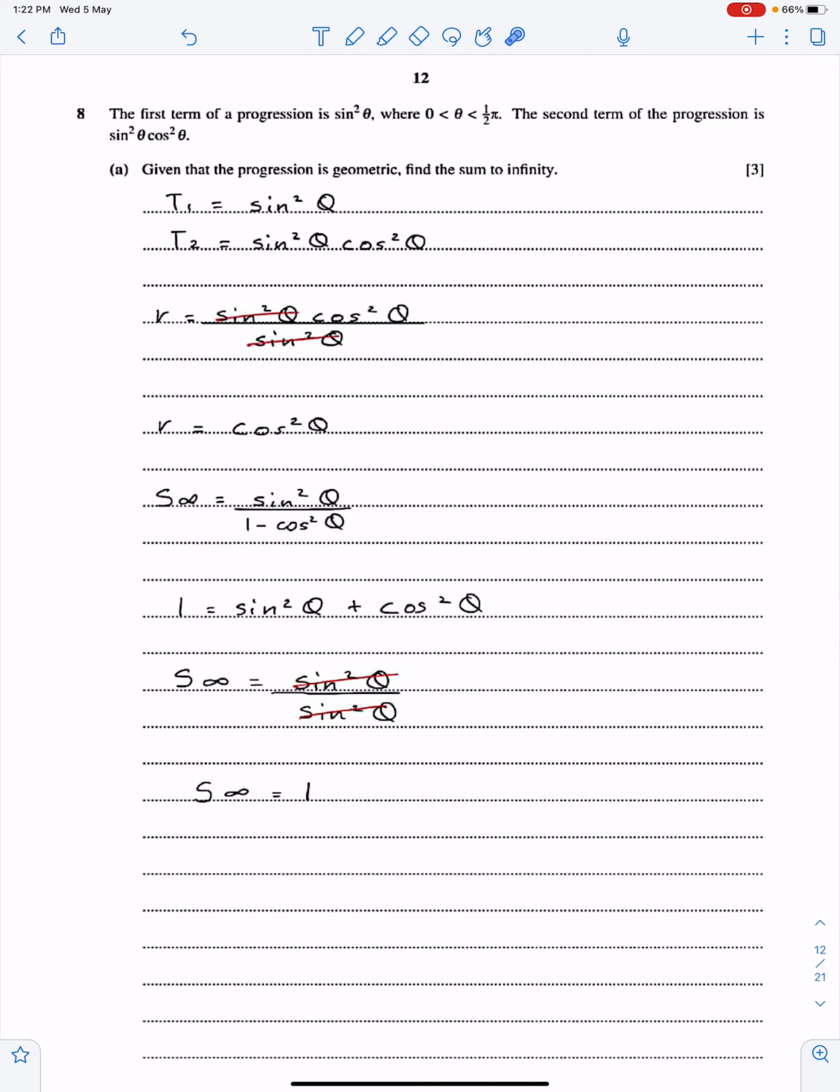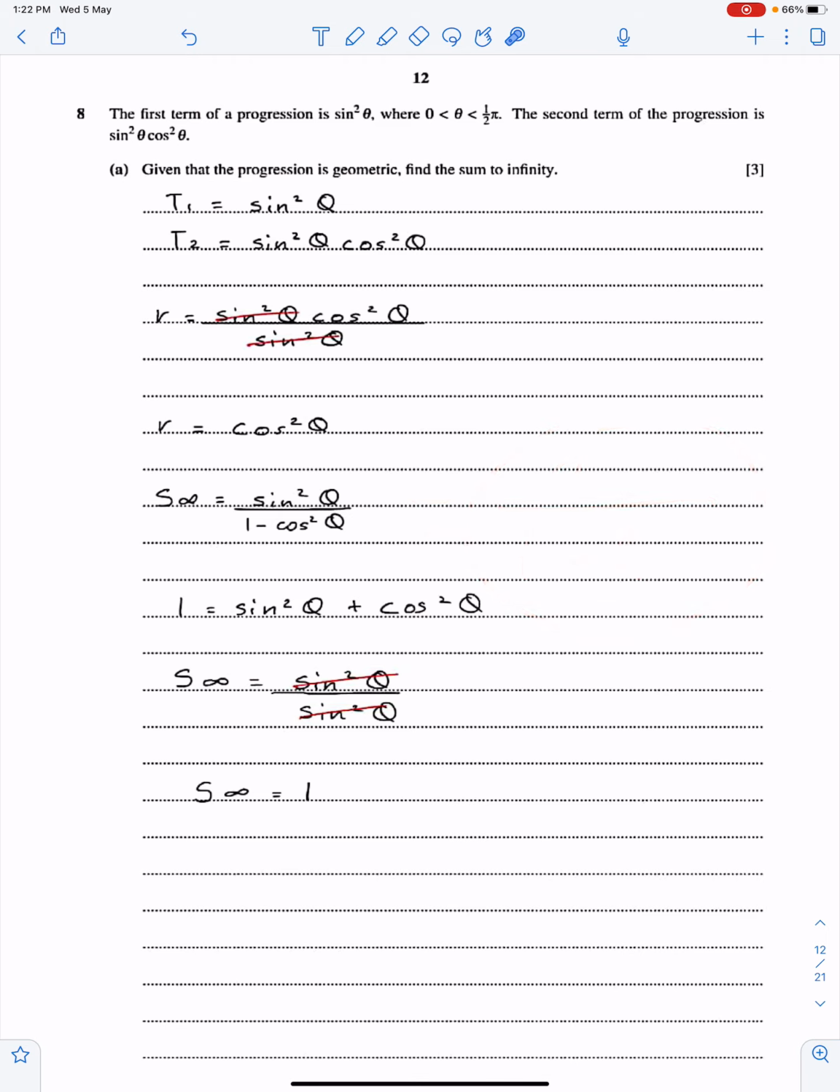Next question 8. The first term of a progression is sine square theta for this domain. The second term is this. Given that the progression is geometric, find the sum to infinity. You know, r is t2 upon t1. So by using this formula, we can get r. So r is cos square theta, and sum to infinite formula is a upon 1 minus r.